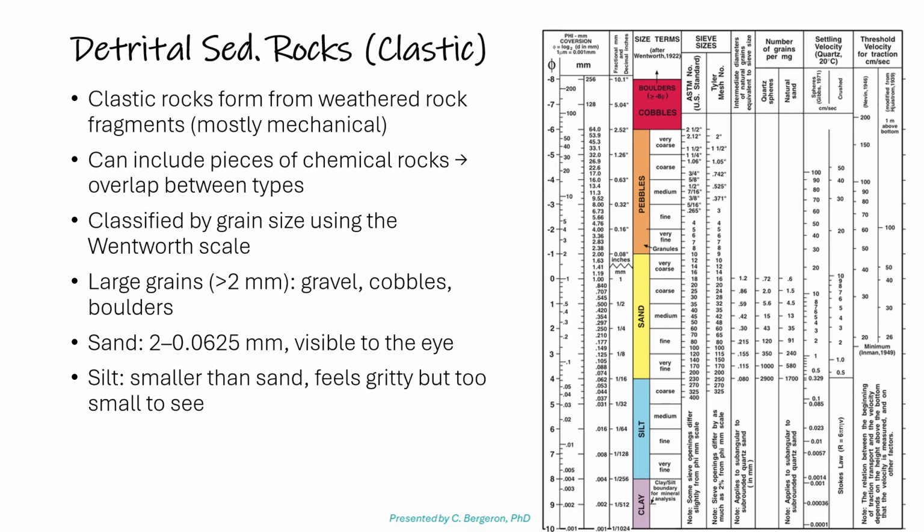Clastic rocks or detrital sedimentary rocks are classified first and foremost by their sediment grain size, which here is a very common scale that is used, the Wentworth scale, and you can see that it's quite detailed.